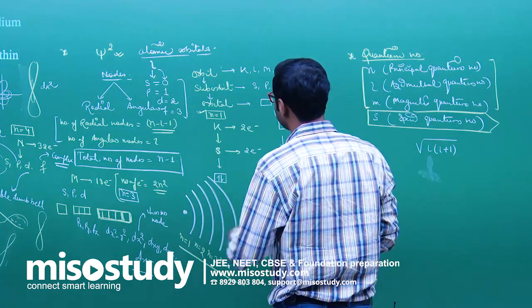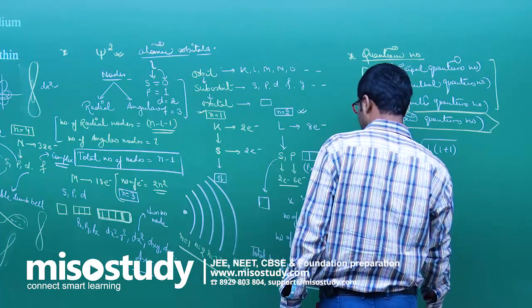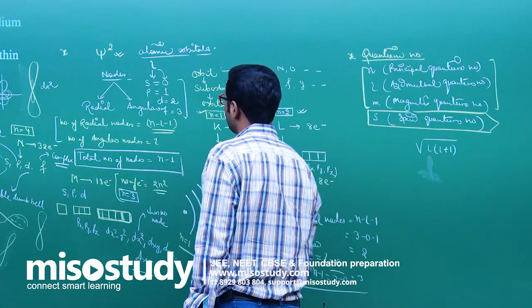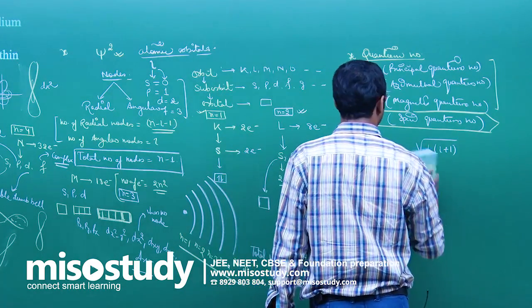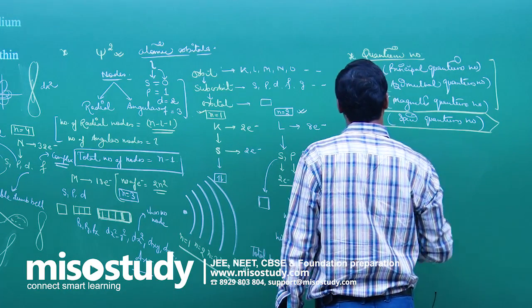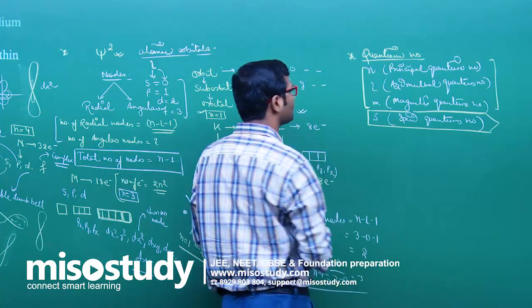The value of l, we know, for s is equal to 0, for p it is equal to 1, for d it is equal to 2, and for f it is equal to 3. Am I right? So focus on this, that is quantum number.